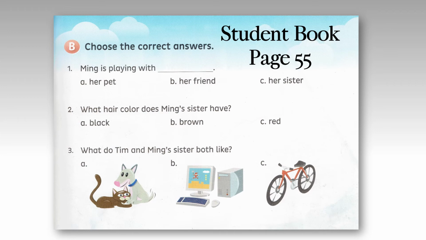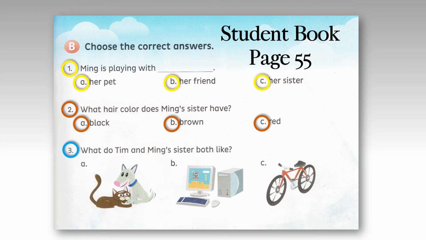Are you ready? Number 1. Ming is playing with A, her pet, B, her friend, or C, her sister. Number 2. What hair colour does Ming's sister have? Is it A, black, B, brown, or C, red? Number 3.